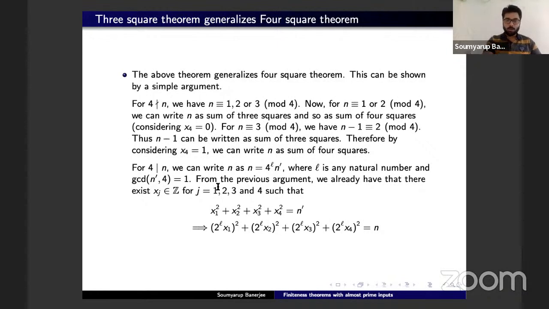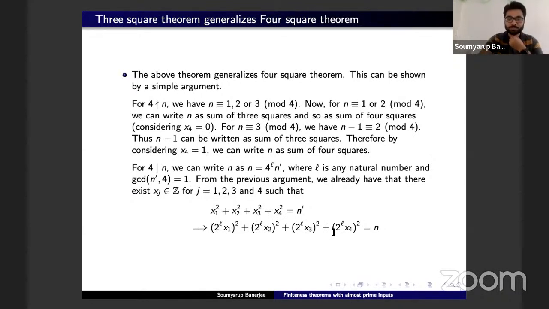Okay. Now, from the previous argument, we have already seen that there exist xj such that x1 square plus x2 square plus x3 square plus x4 square equals n prime, because 4 does not divide n prime. So you can write n prime as a sum of 4 squares. Now just multiply both sides by 2 to the power 2l, and you will get the solution for n on the left hand side. Thus Gauss's theorem implies Lagrange's four square theorem. I think this is a very simple but very nice argument from Gauss.